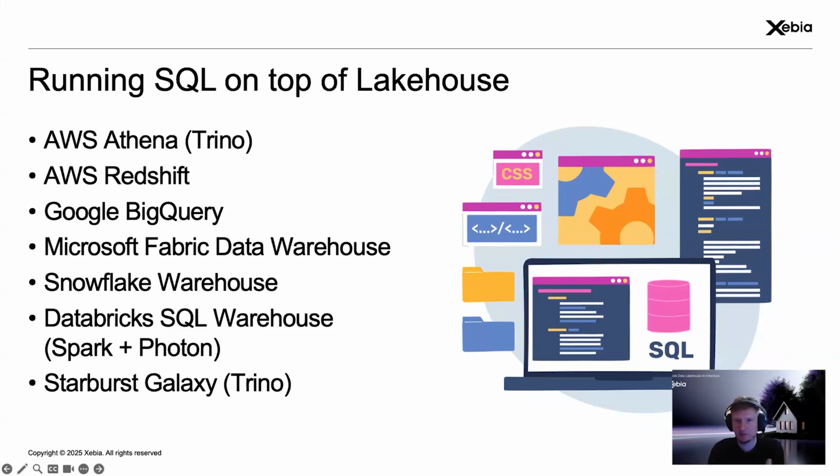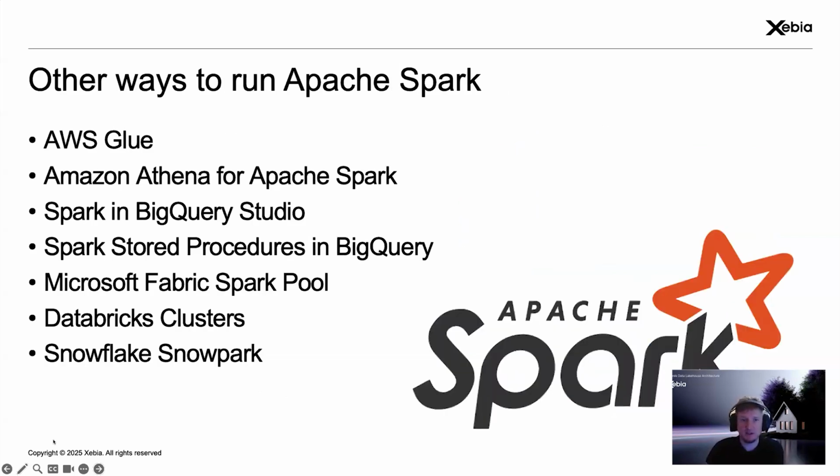For example, you can use AWS Athena or Redshift in AWS. We can use the really popular Google BigQuery in GCP. We can use Microsoft Fabric Data Warehouse, Snowflake Warehouse, Databricks SQL Warehouse, or Starburst Galaxy. And all of those examples are supported by dbt adapters. So we can easily work with dbt and these compute engines.